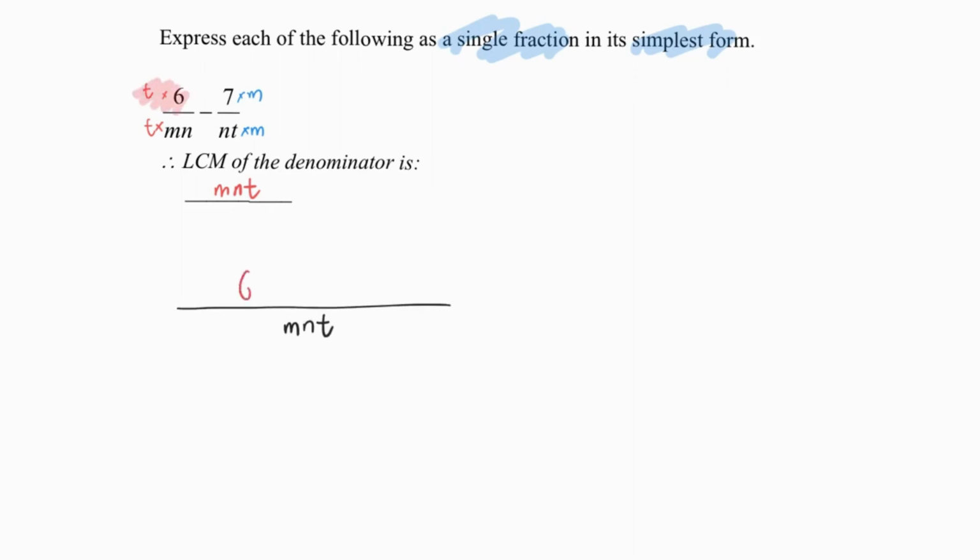I would have 6t here. Still have the minus. And I would have the 7m here. And we cannot simplify any further. This will be the final answer.